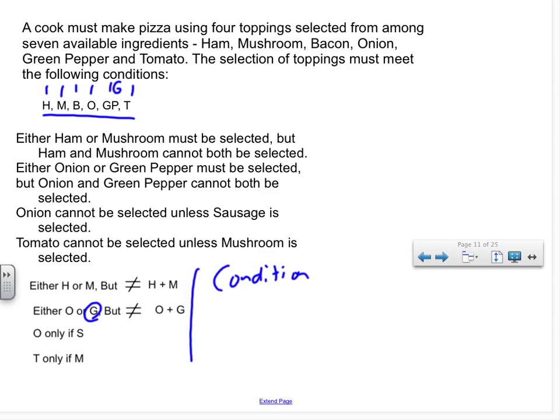So we have either H or M, but can't equal H and M together. I find it easier to use a plus sign for my and. Some people prefer to use an ampersand. Again, whatever you prefer, whatever you find easier when you're in the heat of the moment in writing the LSAT. For condition 2, either O or G, but can't equal O and G together. O only if S, and T only if M.